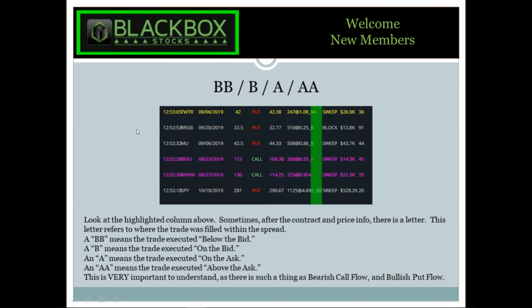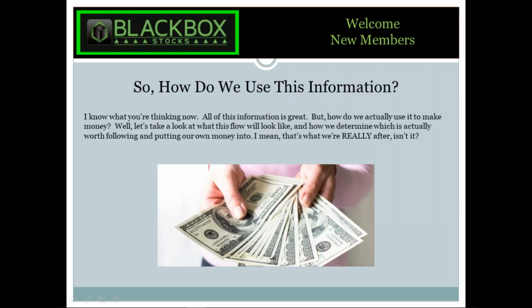So below the bid, bid, ask, above ask. If there's no indication there, it just means it filled between the bid and the ask. In that case, we're not going to sit there and try to decipher whether it's bullish or bearish. We're just going to move on from that particular flow. So that's basically what the scanner is showing us.